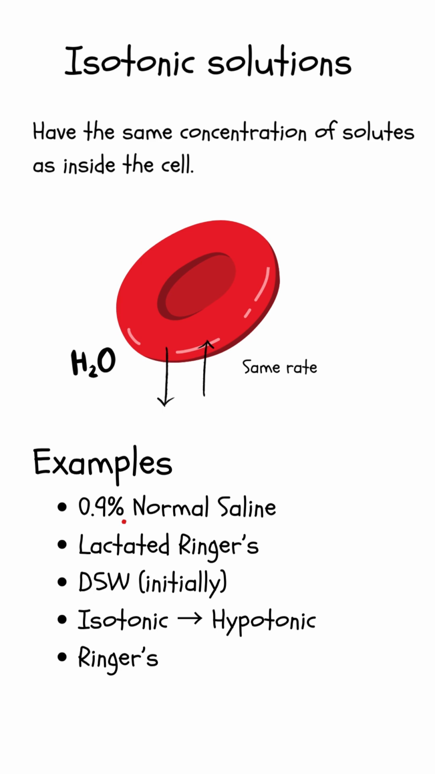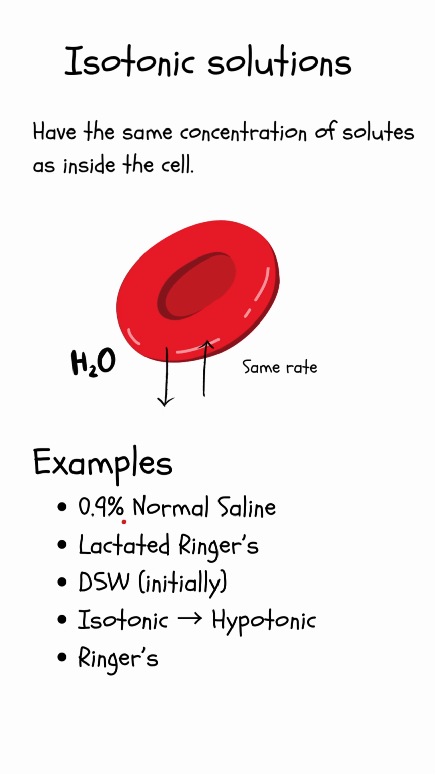An isotonic solution is a fluid that has the same concentration of solutes, such as salts and electrolytes, as the fluid inside our body's cells. This balance means there's no net movement of water into or out of the cells. In other words, the rate of water entering the cell is equal to the rate of water leaving the cell, so there's no swelling or shrinking. The cell stays stable and maintains its normal shape.